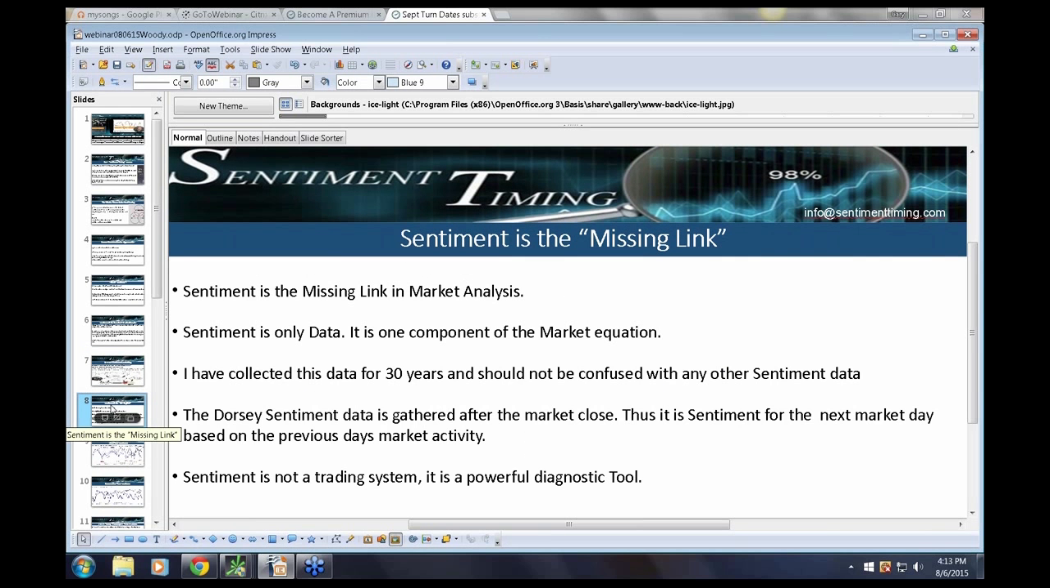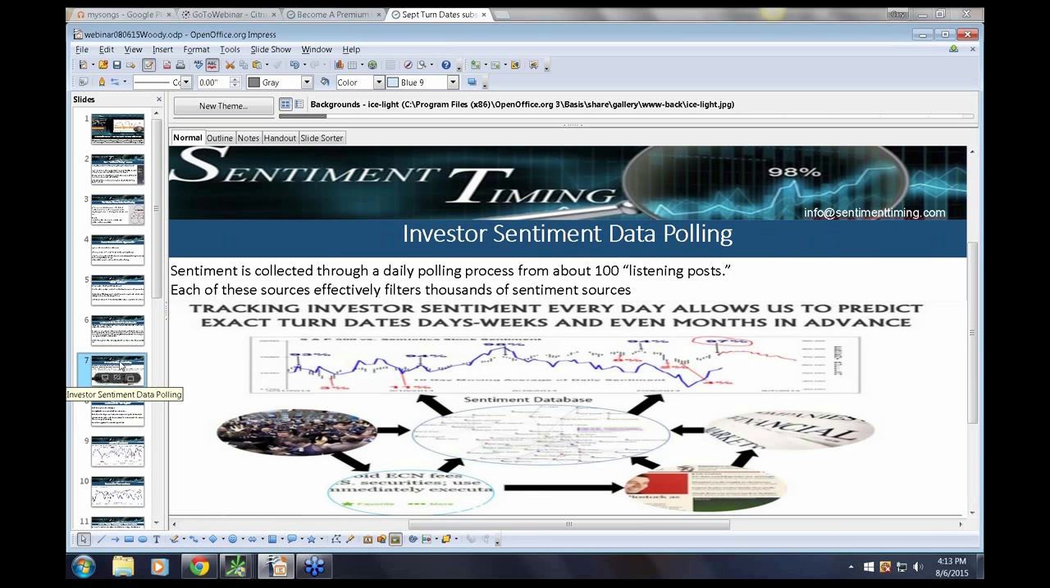It's a diagram that just gives a sort of a picture of this whole idea of distilling down all of the opinions to come up with a number every day, the sentiment number.